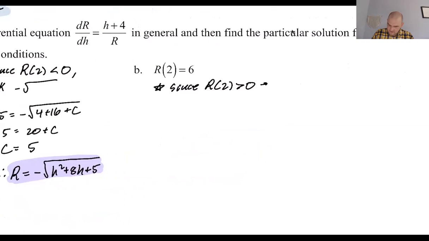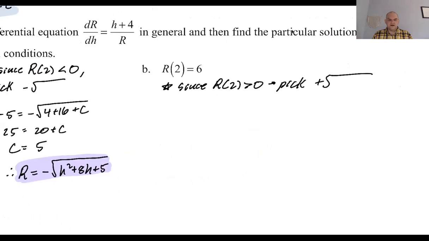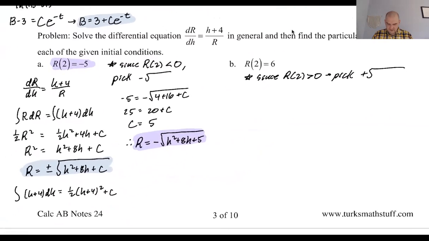So we're going to end up picking the positive square root. You have to make a choice, and it's kind of weird. And then we're not going to write the positive, but that's what we have to pick. So let's see what happens.